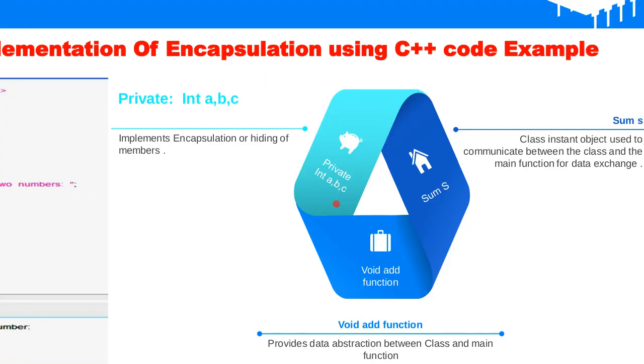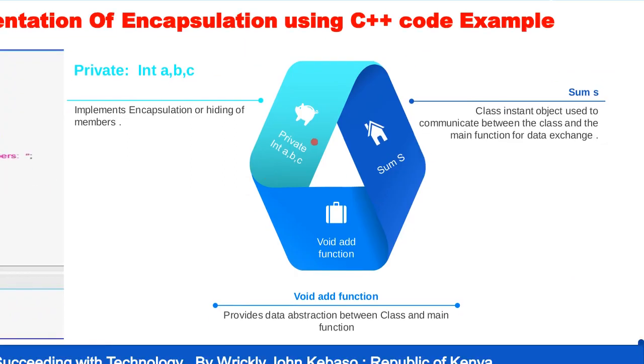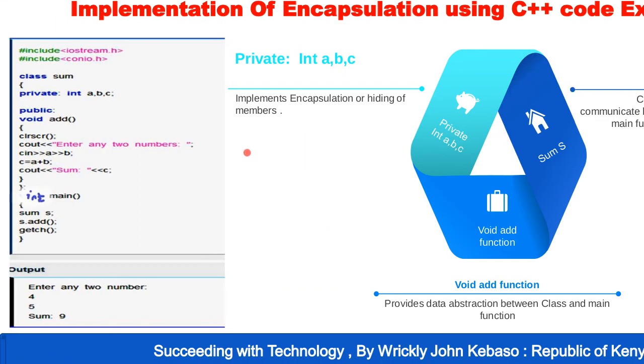Okay, this diagram is just an explanation. Private int A, B, C shows that there is encapsulation, or hiding of the variables. And then we have the class instance object, which is used for communication between the class and the main function. This requires me to explain the entire program now so that you can see how this program is behaving.